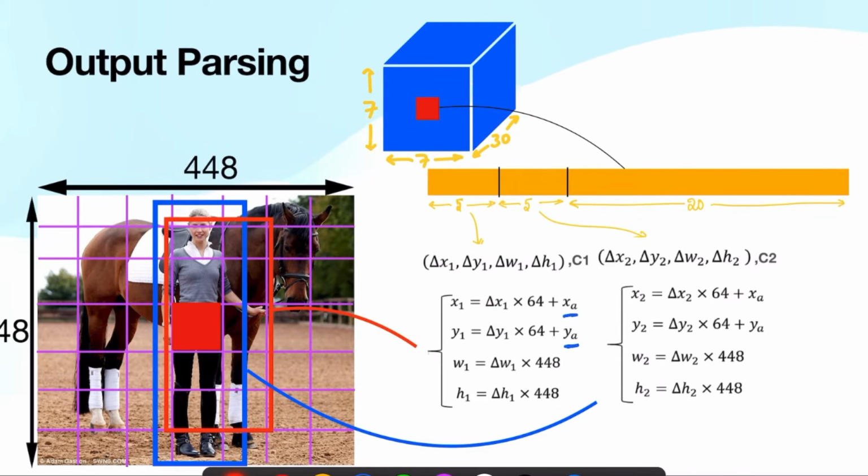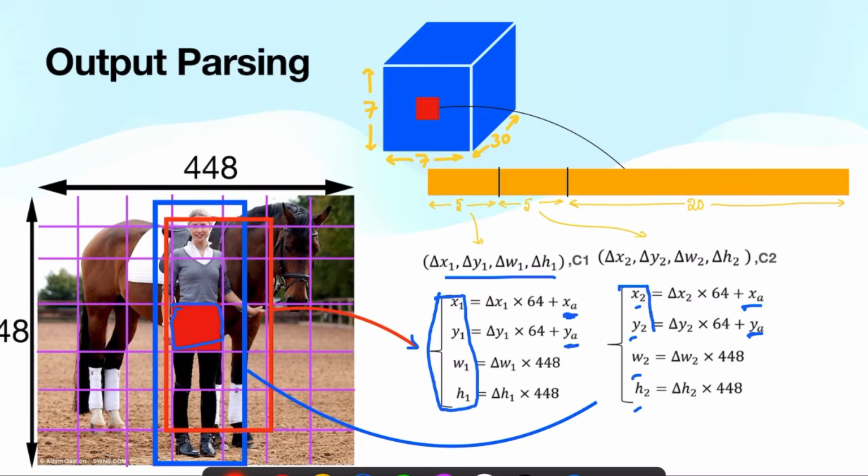XA and YA are the grid cell top left corner. So if you see, 2 boxes are there for the same grid cell here. Same grid cell, 2 boxes are there. So with the same top left corner, we calculate 2 different boxes. So this X1, Y1, W1, H1 are for the first box. Let's assume that that is for the red box here. And this X2, Y2, W2, H2 are for the blue box here. Right? Let's assume that. Now we got the 2 boxes for the same grid cell here. So these are for the box values.